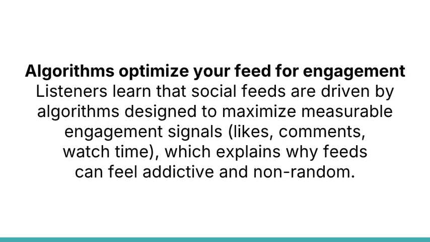Simply put, algorithms are sets of instructions or rules that a computer follows to perform tasks or make decisions. In social media, algorithms decide what content appears on your timeline, in what order, and how often. Right, and those algorithms aren't just picking content at random. They're optimizing for engagement, likes, comments, shares, how long you watch a video, with the goal to keep you scrolling and interacting as much as possible.